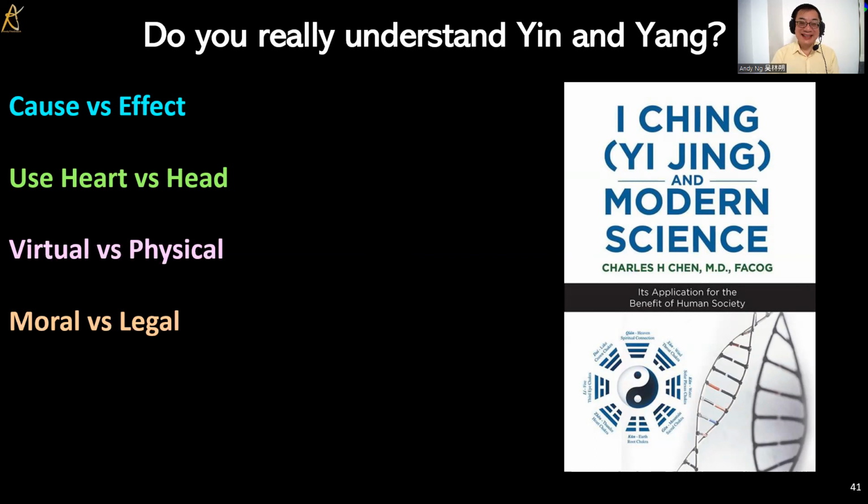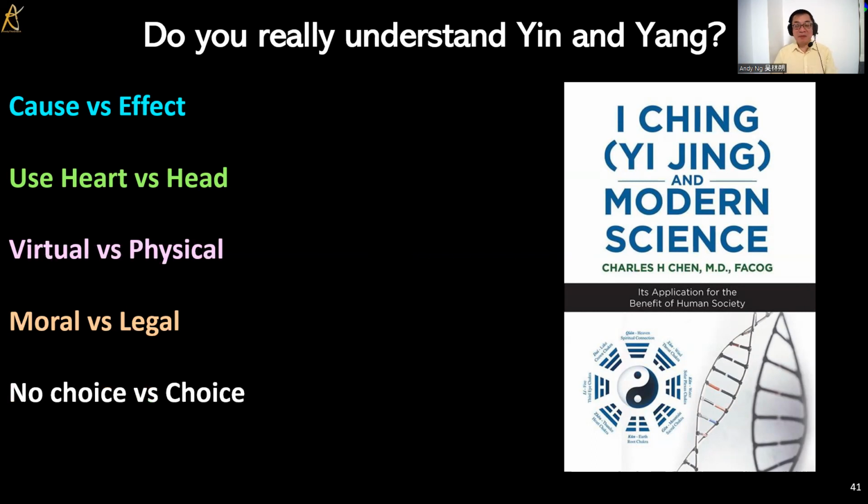Moral versus legal. Something that is legal, following the laws made by the parliament, made by the government, of course, is very open, and of course, that is very yang. Whereas moral law is to follow your conscience, follow your heart, do what is right, even though that may not be legally right. That, of course, is yin.